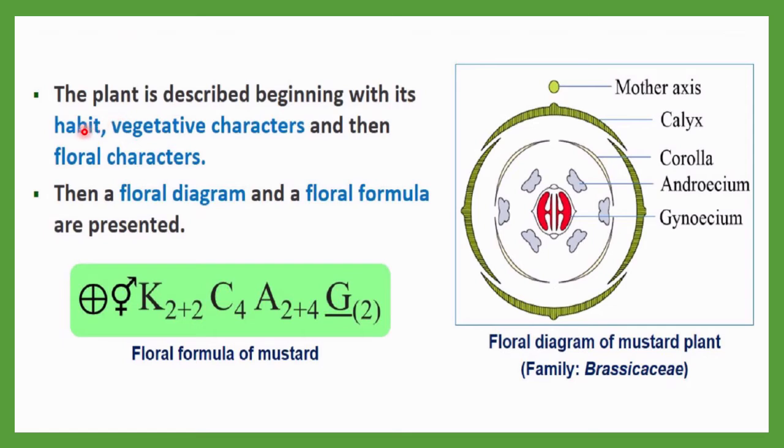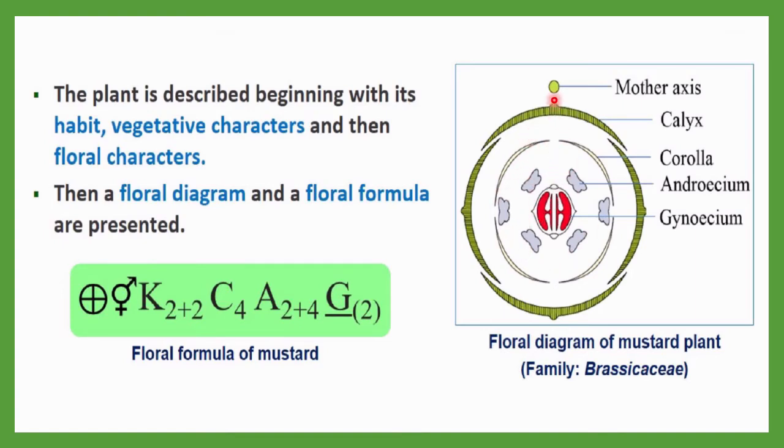So first of all habit, then vegetative characters, and then you have to explain the floral characteristics. Then a floral diagram: finally you have to draw the diagram indicating each and every part or portion of the flower, and that is called a floral diagram. Here you can see this is the floral diagram. So particularly you have to draw a diagram like this.